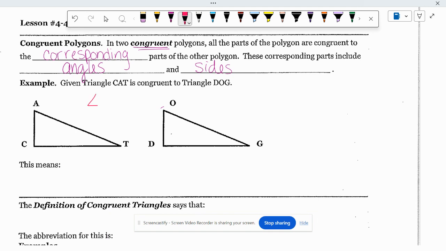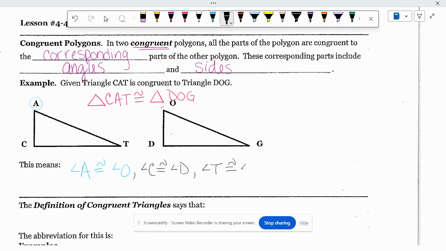So it says triangle CAT is congruent. Remember, that's the equal sign with the little squiggle. It's congruent to triangle DOG. Okay. So let's just look. That means that angle A is congruent to angle what? Angle O. It means that angle C is congruent to angle D. It also means that angle T is congruent to angle G, okay?